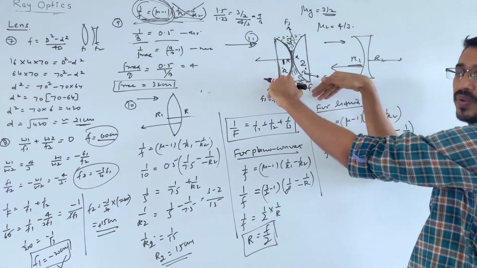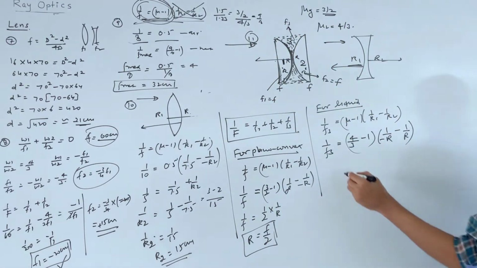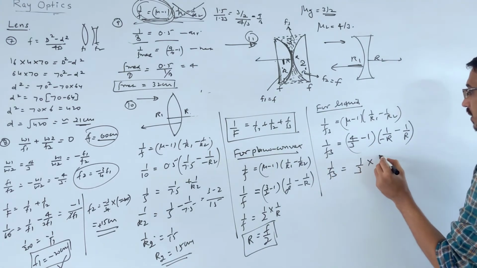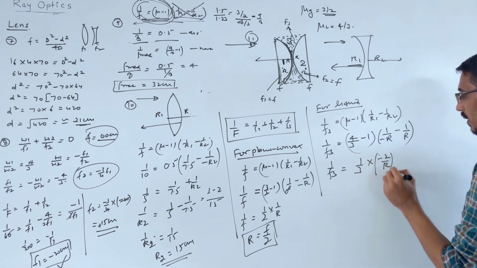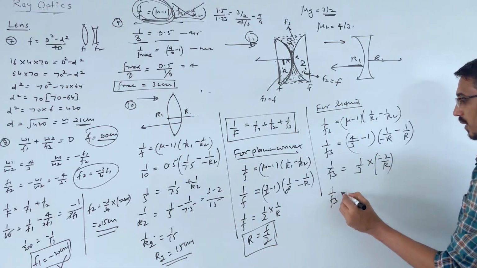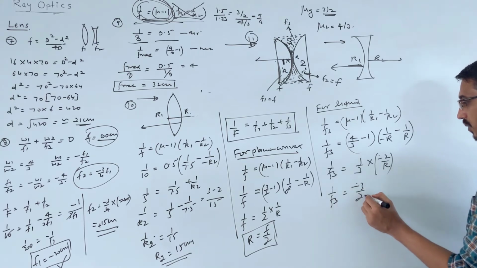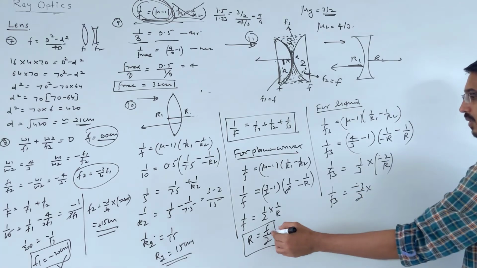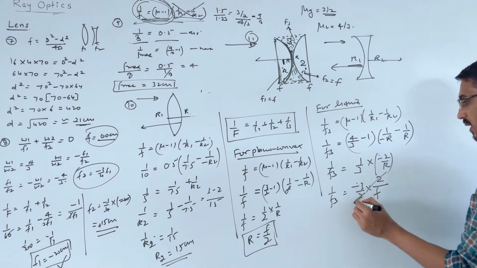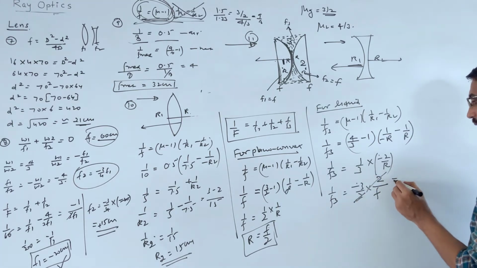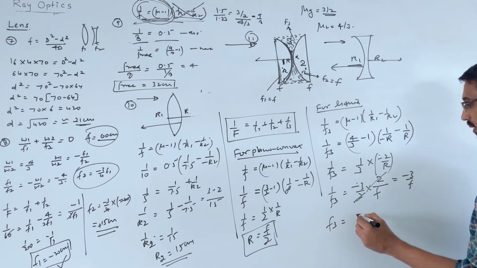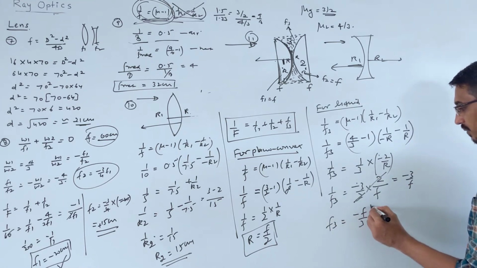We are calling it equiconvex, equiconcave, okay? So 1 by f3 becomes 1 by 3 and that becomes minus 2 by R. Correct? R value is f by 2 here. So 1 by f3 is equal to minus 3 by 2, and R is f by 2. So f and 2 cancel, and you are getting minus 3 by f. So f3 is simply minus f by 3. This is your f3.